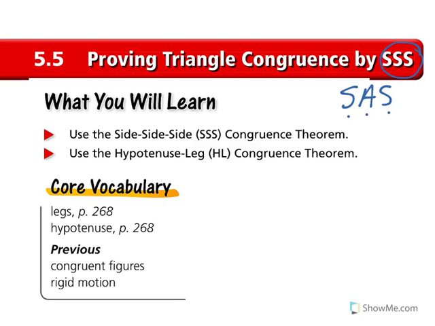So obviously since it's just S's, it means it's side, side, side. So when we're looking at proving these triangles, we're going to look at all three sides. Are they the same in both triangles? If they are, then we know the triangles are congruent. We also cover hypotenuse leg in this one as well. It's just one variation of side, side, side, and so we'll get into it too.